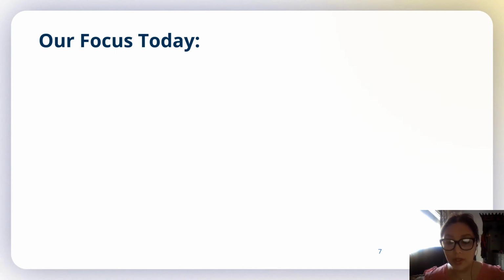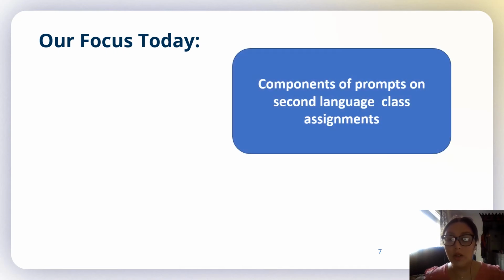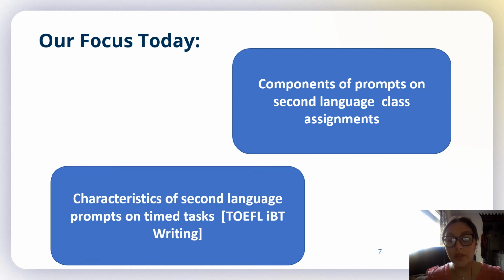So what are we focusing on today? We're going to talk about components of a prompt, how to craft a prompt in a classroom or even on a timed task. And also, we're going to talk about the characteristics of a successful prompt on a test or a timed task. And I'm going to be focusing more on the TOEFL iBT independent writing task, but the characteristics we came up with can easily be applied and tailored to other tests and timed tasks.